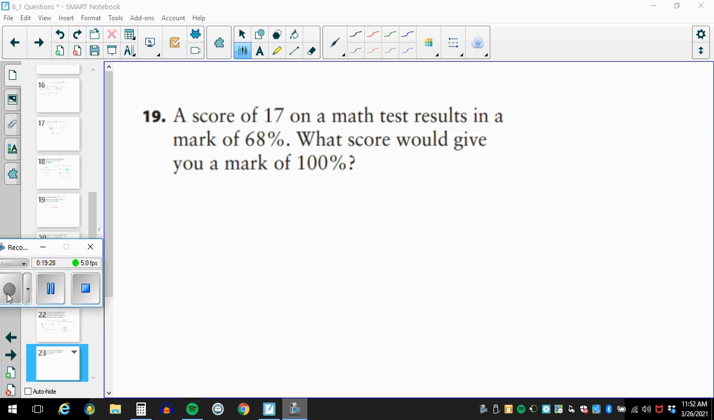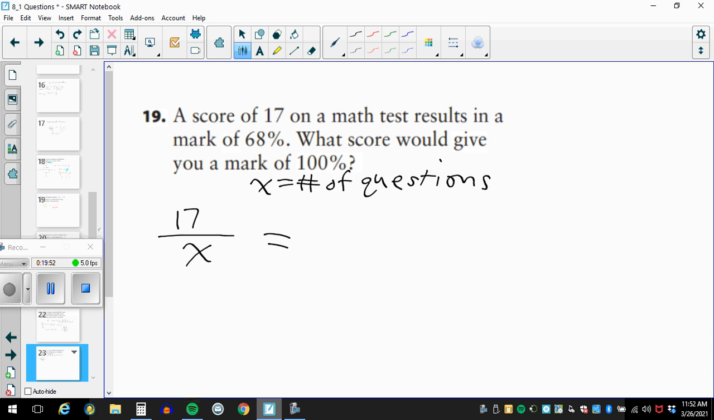Our second last question, question 19, says a score of 17 on a math test results in a mark of 68. So on this test, the person got 17 correct answers out of how many questions were on the test? You don't know. So x is going to represent the number of questions. So 17 out of a certain score equals 68%. Does anyone know how I'm going to represent 68% here? Yeah, I'm not going to use 68 because 68 is 680%, right? I think. Is that right?